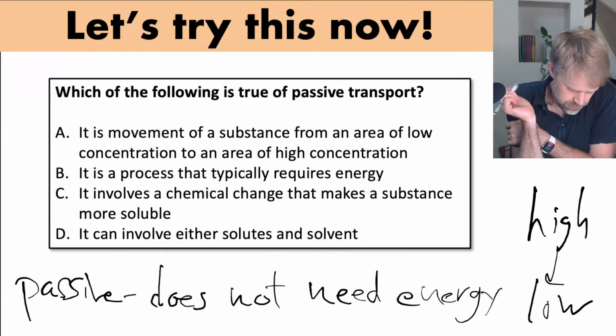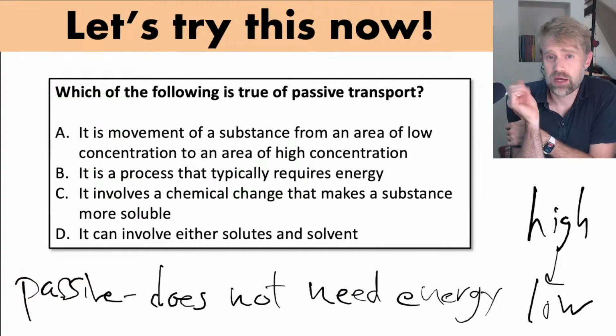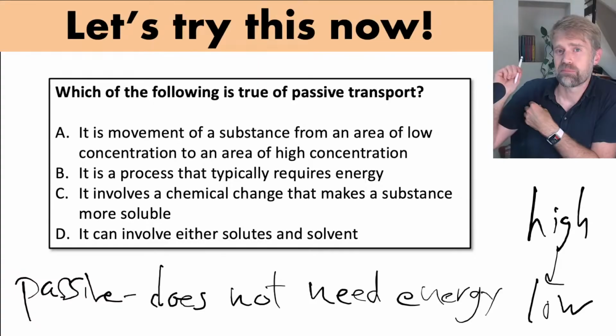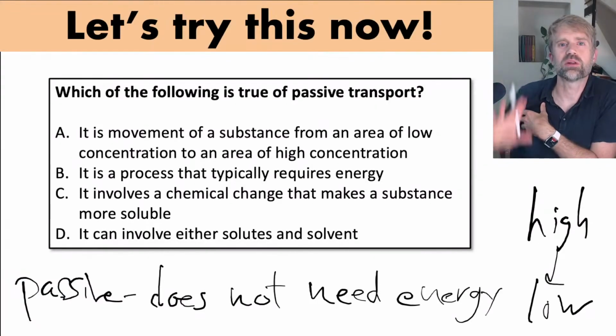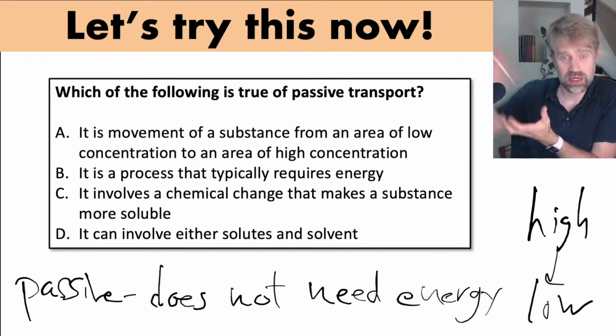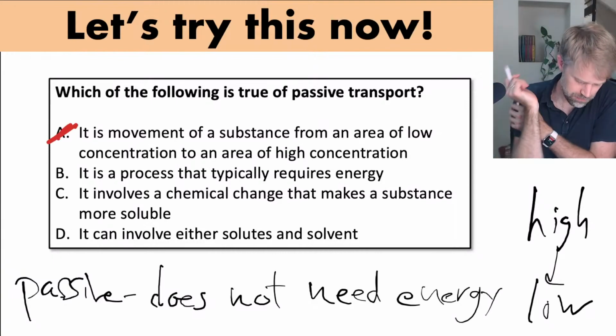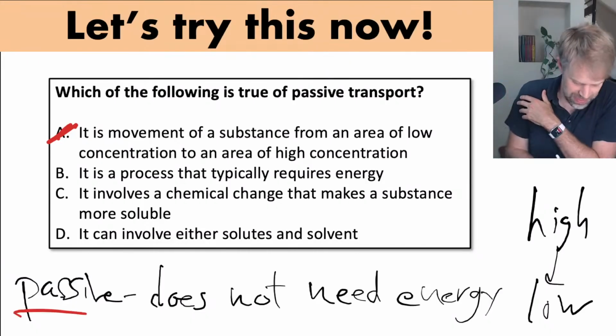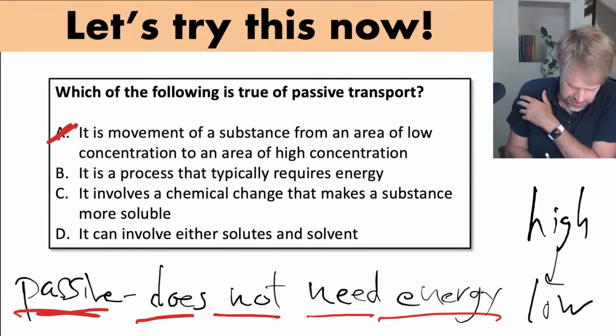A, it is movement of a substance from an area of low concentration to an area of high concentration. No, that's not true. Passive transport is high to low. If you want to go from low to high, you need energy for that. Cross it off. B, it is a process that typically requires energy. No. Passive does not need energy. Active needs energy. So we can cross off B right away.